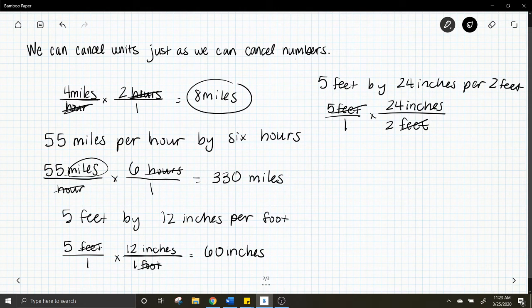We also have some numbers we can cancel. So 24 and 2, 2 would reduce to 1. 24 would reduce to 12. So then you can multiply 5 times 12, 60. Then our units had canceled, so we're left with inches. Okay, so that's an example of units canceling as well as numbers canceling. And you'll see that in your practice set.